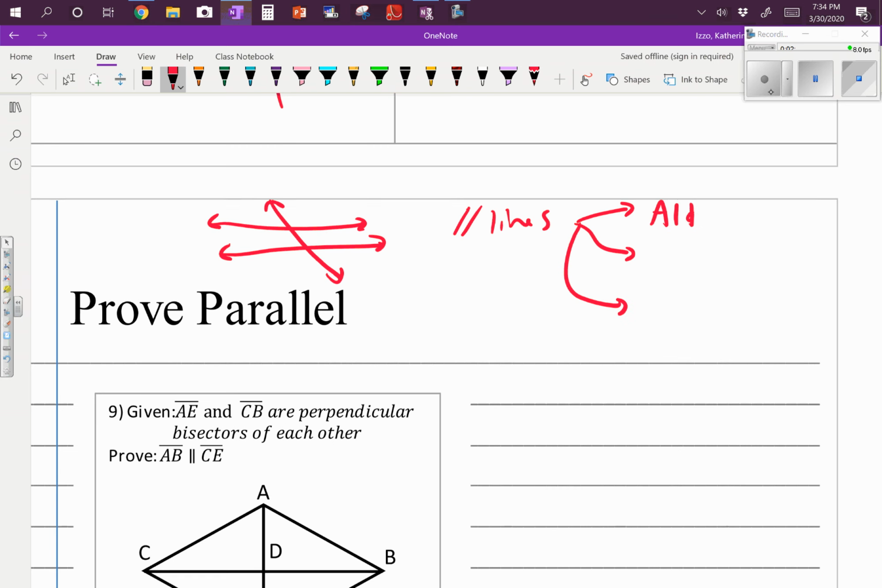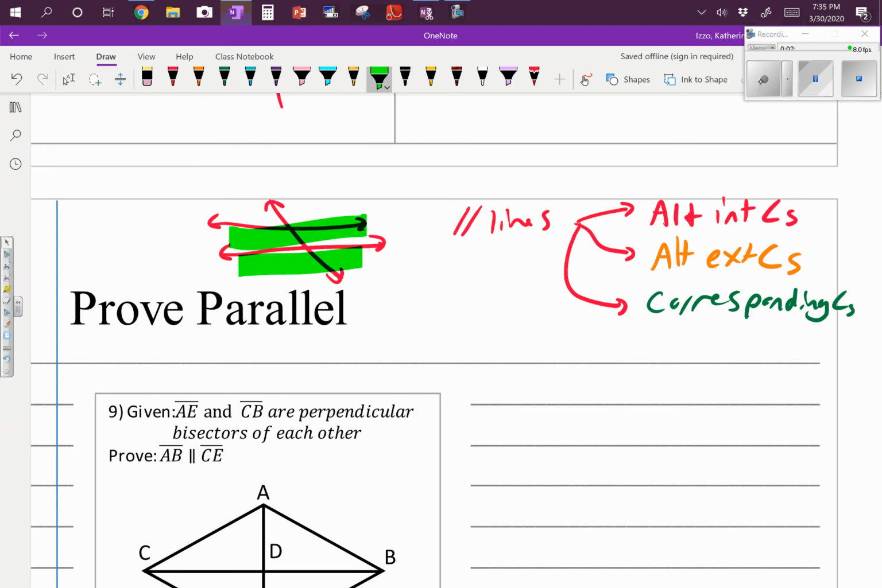That would be alternate interior angles. Alternate interior angles would be if they're both inside our parallel lines. Our second would be alternate exterior angles, and that would be if they're both outside the parallel lines. So if one of them's up here and one of them's down there, that would be alternate exterior. And then our last one is corresponding angles. And that would be if one of them's inside and the other one's outside.